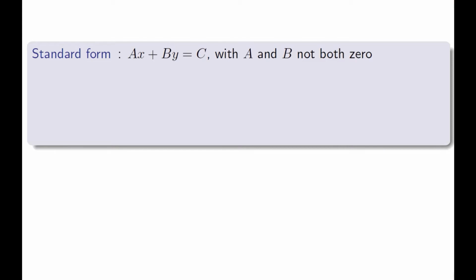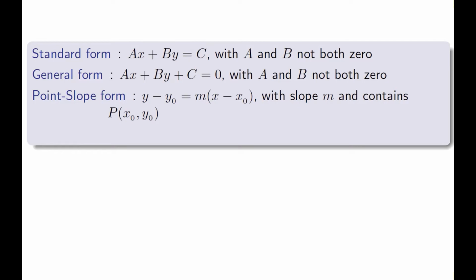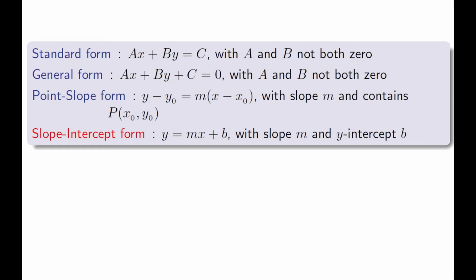Let us now summarize the different forms of the equation of a line. We have the standard form: ax plus by equals c with a and b not both 0. We have the general form: ax plus by plus c equals 0 with a and b not both 0. Also, we have the point-slope form: y minus y0 equals m times the quantity x minus x0. Here, m is the slope of the line which contains point P. Then we have the slope-intercept form which is y equals mx plus b, with slope m and y-intercept b. The two-point formula then follows from this form.